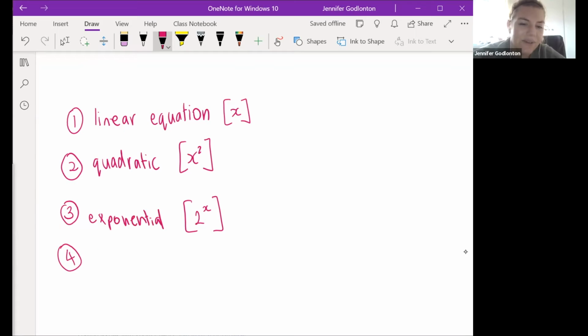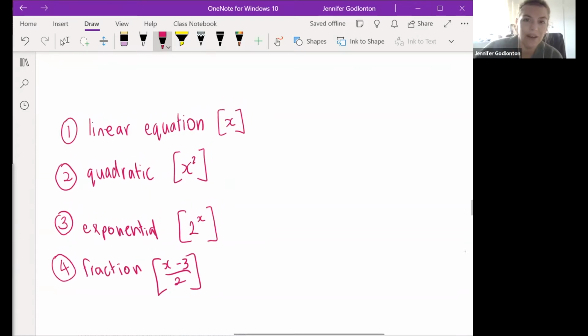Okay, and then our last one we have is a fraction. That's when we have something like x minus 3 over 2, for example. So it'll be a fraction. So when we're dealing with these different types of equations, we have to follow a different set of rules for each one. And that's why it's really important that we know what type of equation we're dealing with.